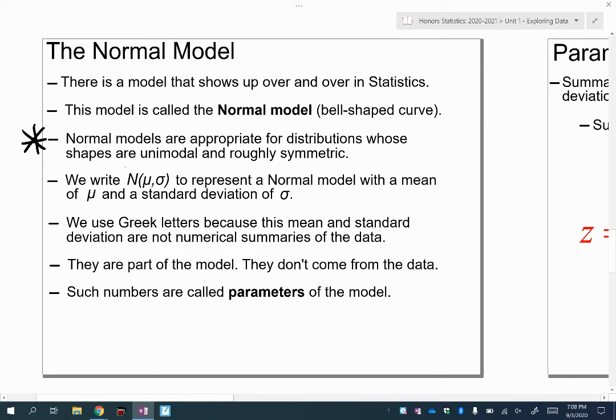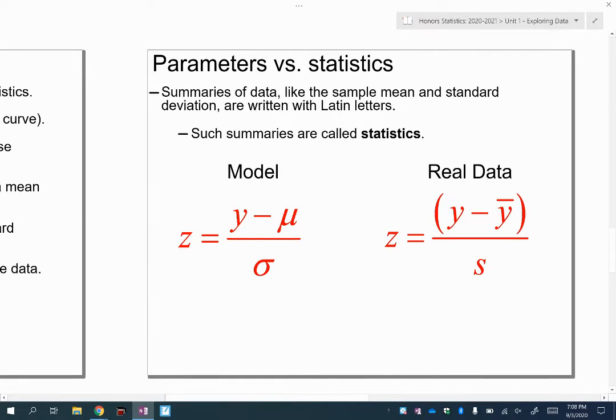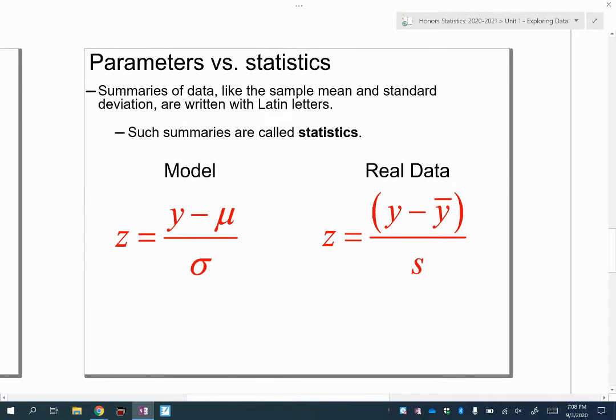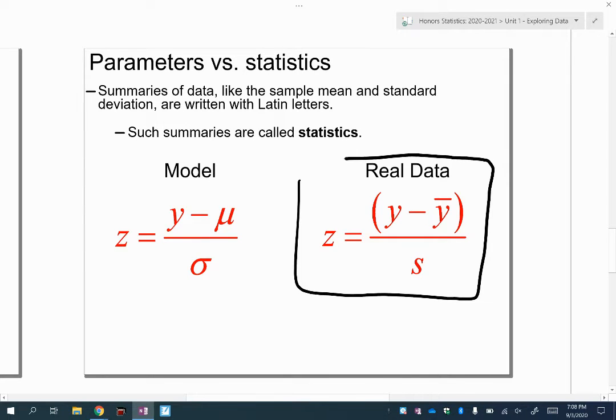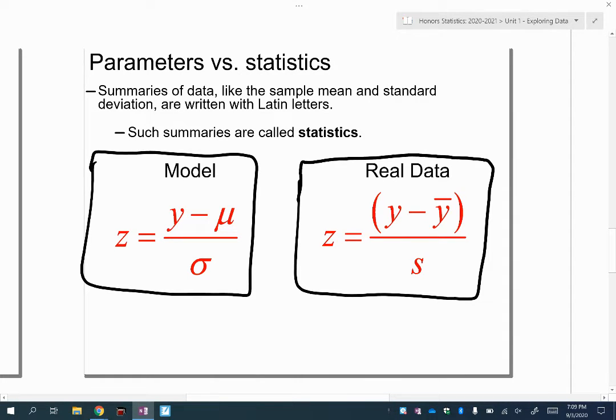I already mentioned that we're going to be using this way to write normal models. The reason that we use the symbols mu and sigma, those Greek letters, is because these are technically not summaries from our statistics. They don't actually come from the data. So we call these parameters. And because they're not actually from our data set, when we write the formula, compared to what you saw before, instead of using this formula from earlier in the slides, y minus y bar over s, we're going to use this formula for the model, which has mu and sigma.